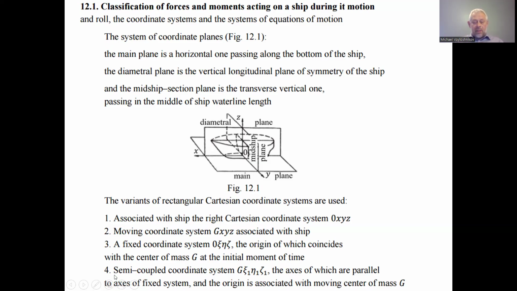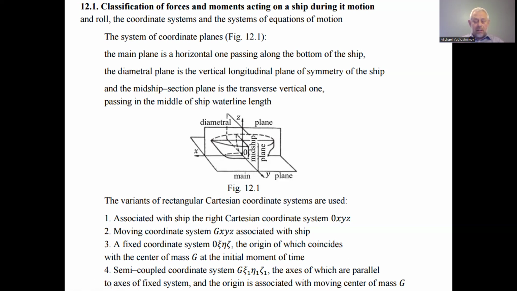And the third is a semi-fixed coordinate system, G, x1, eta 1, zeta 1, the axes of which are parallel to the axes of the fixed coordinate system, and the origin is associated with the moving center of the mass of the ship. All the coordinate systems are used to research the ship motion, to find elements of motion and to find the acting forces. All coordinate systems are inertial, so we can determine in each of them, for example in the coordinate system associated with the ship, the accelerations.